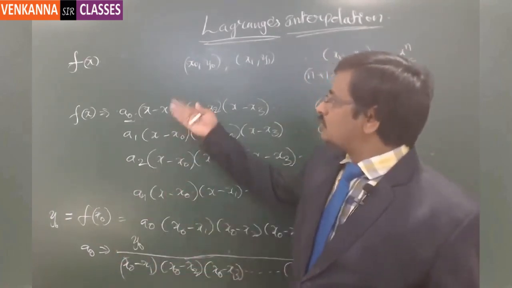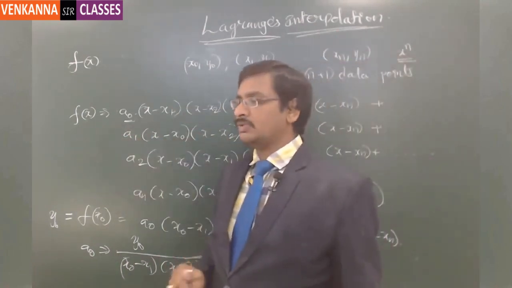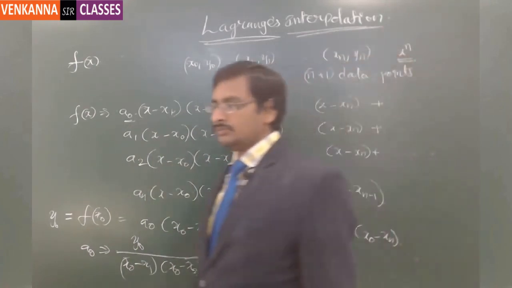Then you can substitute them back into the original equation to get the polynomial f of x, which we call the Lagrange's interpolation formula. Got it? Any questions on this?